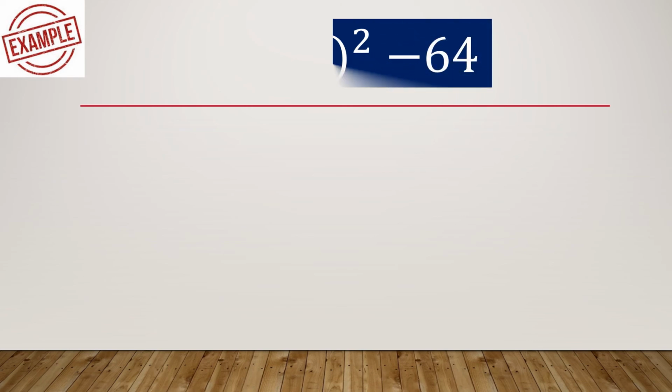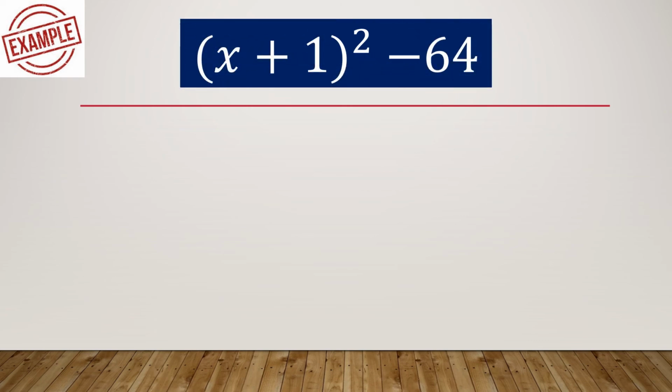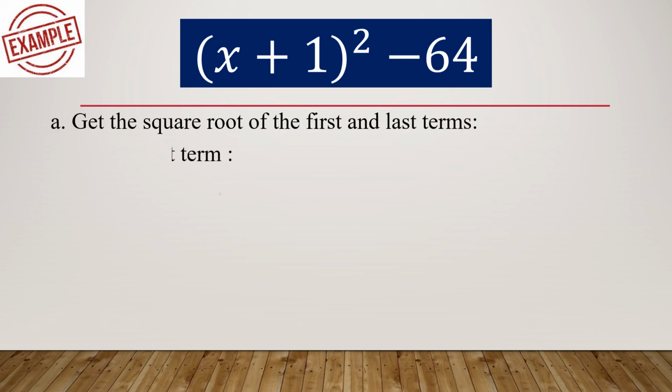For our last example, it is the quantity x plus 1 squared minus 64. What have you observed? Is this still a difference of two squares? If the first term is a binomial that is squared and the last term is 64, is this a difference of two squares? Can the exponent 2 of the binomial be divided by 2? Yes, it can be. So, get the square root of the first and last terms.